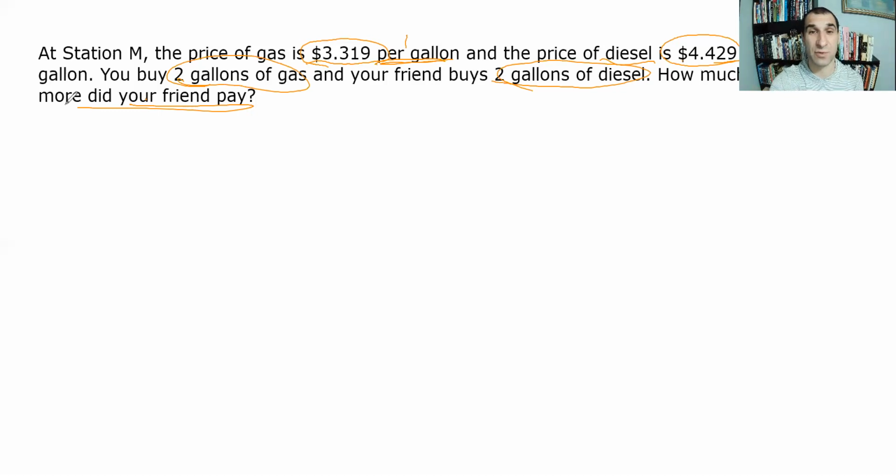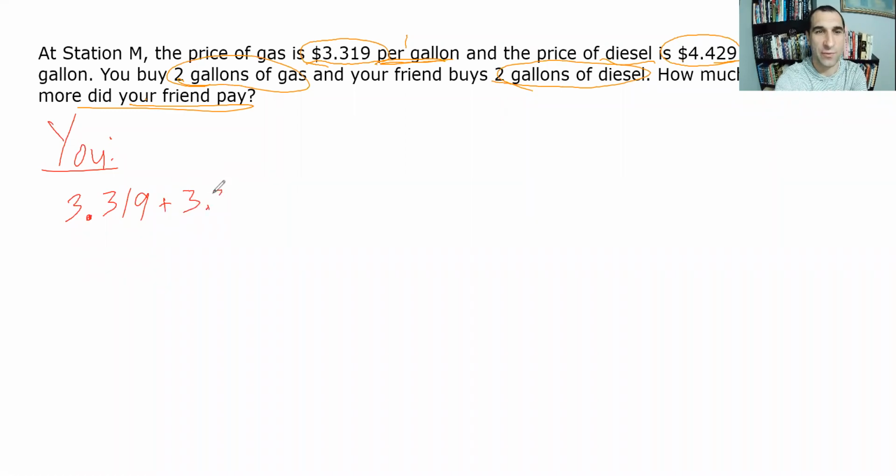Before we get to the subtraction though, we need to do some addition. So we need to figure out how much you paid for gas. So we're going to go ahead and add up how much you paid for gas. You paid $3.319 per 1 gallon. Now, how many gallons did you buy? Well, you bought 2. So we're basically essentially going to multiply this by 2. Now, since it's multiplying by 2, I'm going to show this a different way. Instead of multiplying by 2, I'm just going to add it twice.